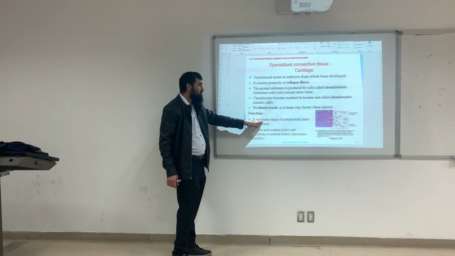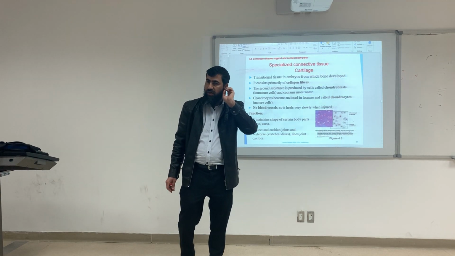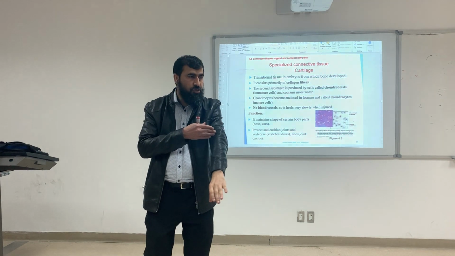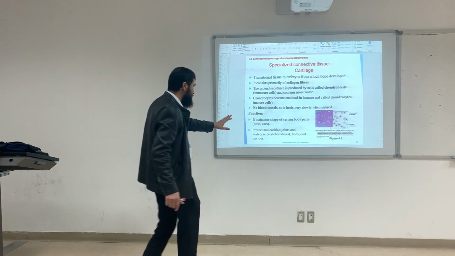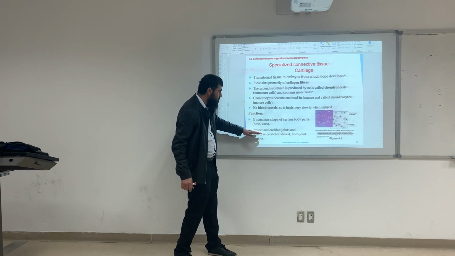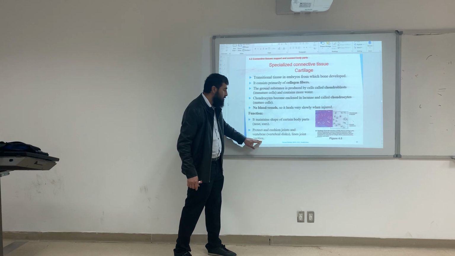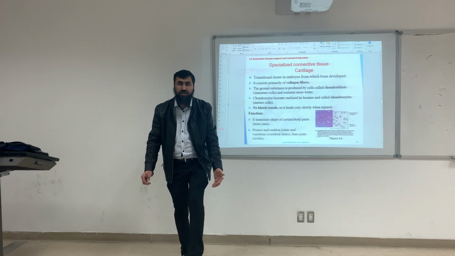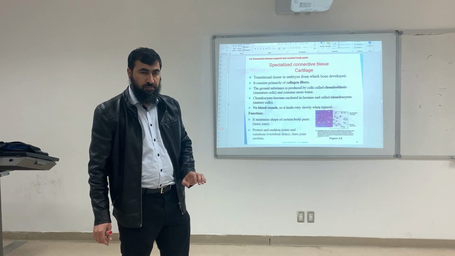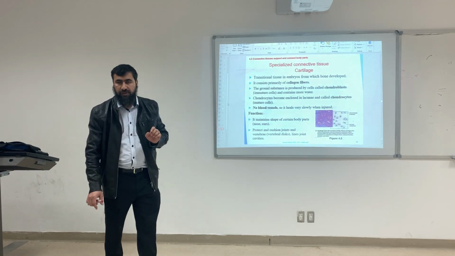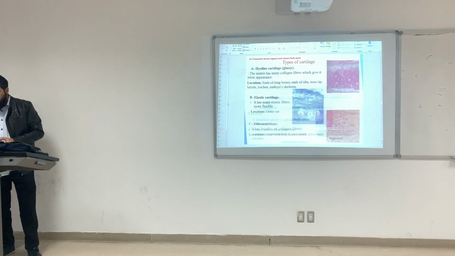You find this in many parts of the body that maintain shape, like the nose and the ears. You find it between the joints to cushion them, and between the vertebrae. There are different types of cartilage. We'll talk about it. Its function is to protect and cushion the joint cavities, so protection and cushioning of the joints, or shape of certain parts of the body. So let's go one by one.